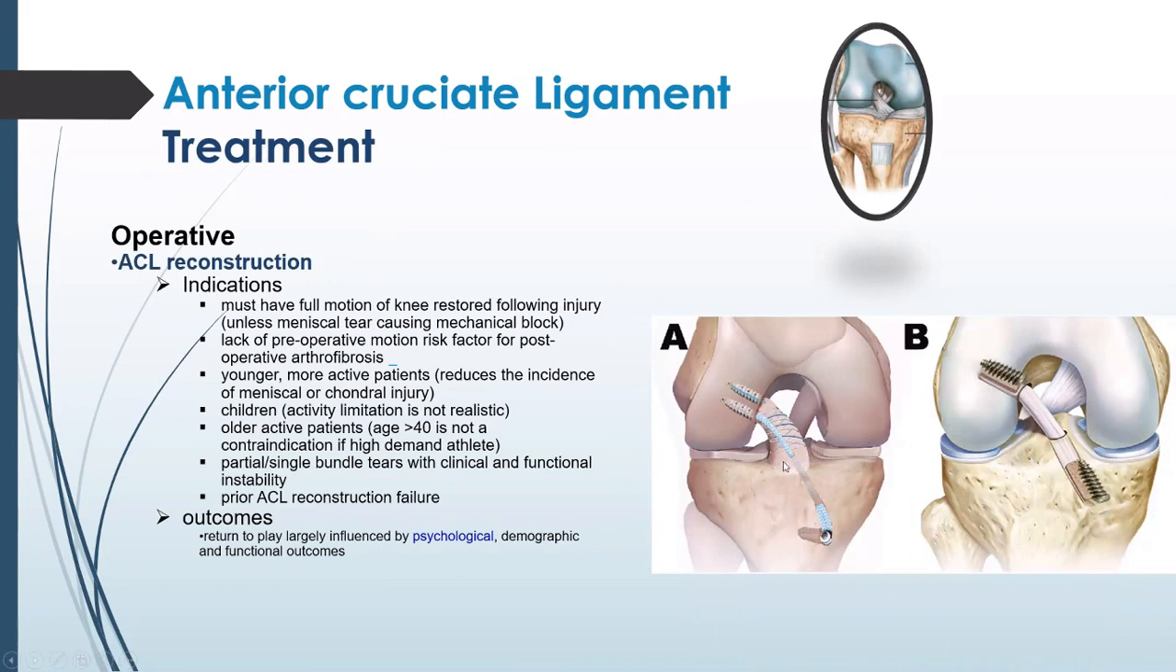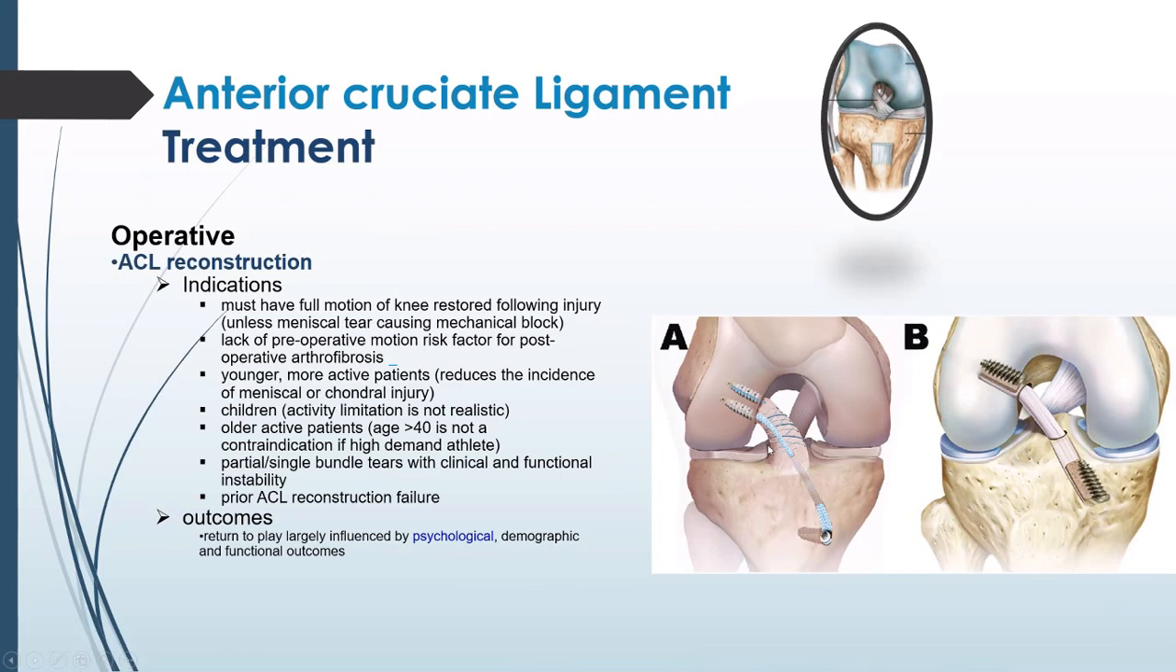For the reconstruction, we bring an allograft or autograft. We may use the hamstring tendon as autograft, the gracilis and semitendinosus. We bring them and we insert them inside the tunnels between the tibia and the femur. This is done in an arthroscopic manner. This is called ACL reconstruction.